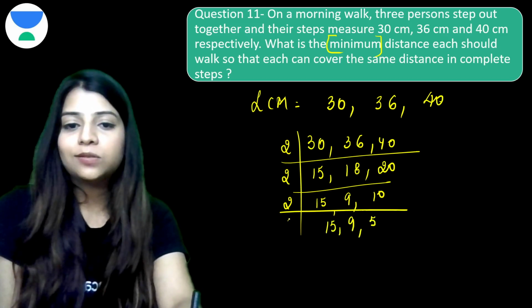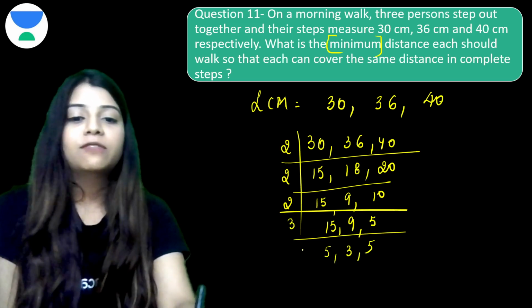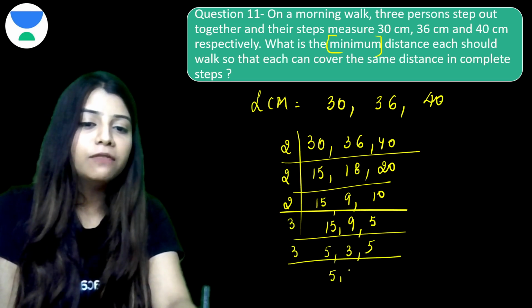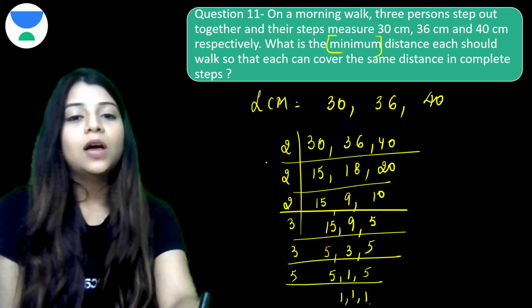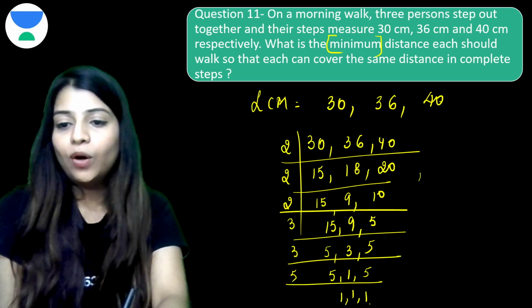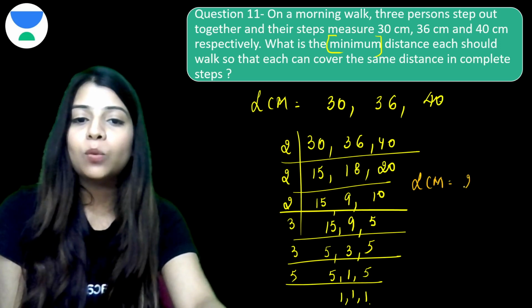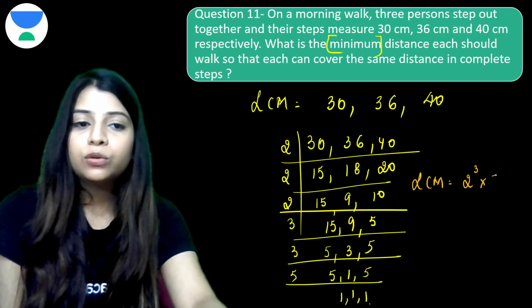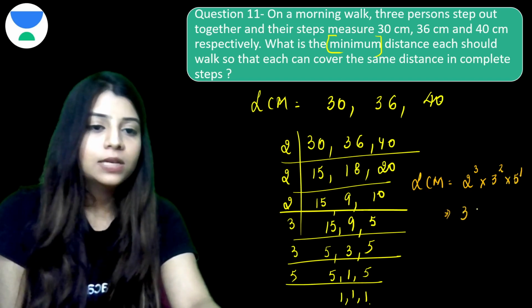Now I will divide this term by 3, so here it becomes 5, 3 and 5, then again by 3, so it will become 5, 1 and 5, and the last by 5, so 1, 1 and 1. Now I have to multiply all these numbers for the LCM. If I multiply these numbers, it will give me what? 2 to the power 3 into 3 to the power 2 into 5 to the power 1, and the result will be 360.